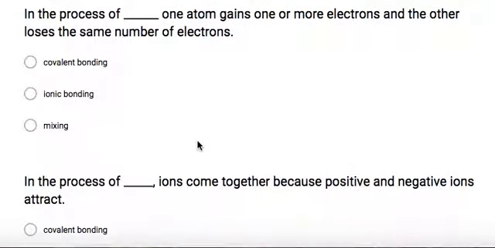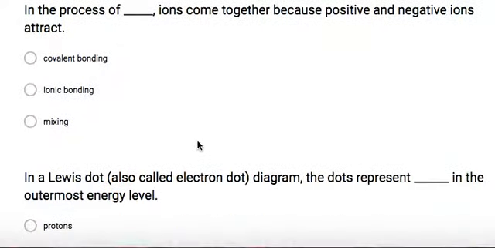In the process of blank, one atom gains 1 or more electrons, and the other loses the same number of electrons. Covalent bonding, ionic bonding, or mixing. In the process of blank, ions come together because positive and negative ions attract. Covalent bonding, ionic bonding, mixing.